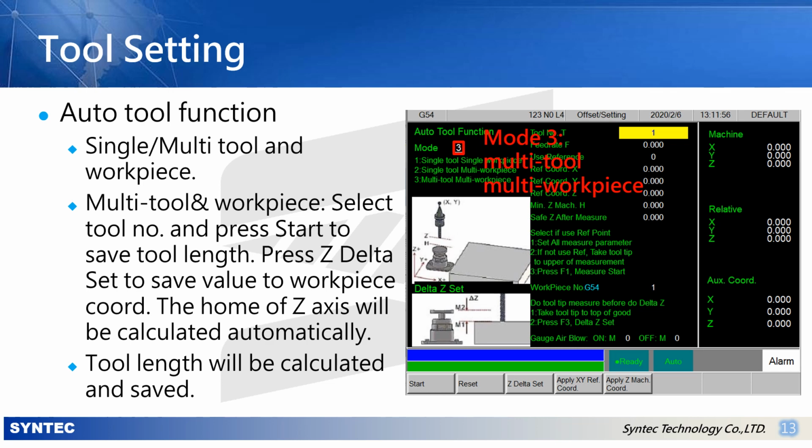Fill in the parameters, and press F1 to start. Tool length will be saved automatically after this step is finished. After that, select workpiece number. Move tooltip until it touches workpiece and press F3 Z Delta Set to save value and calculate Z home.